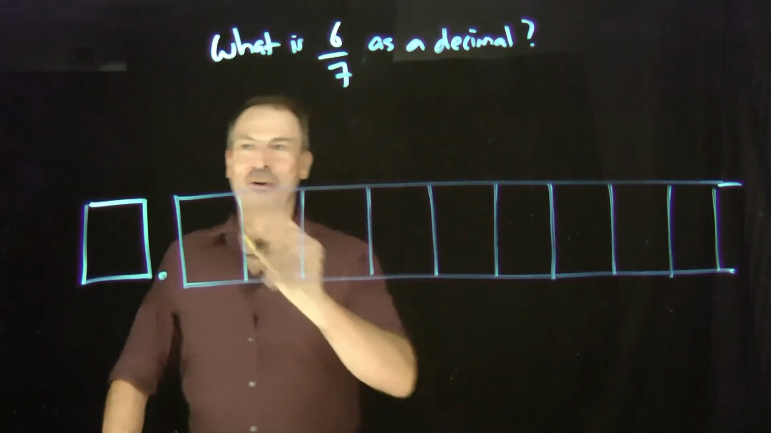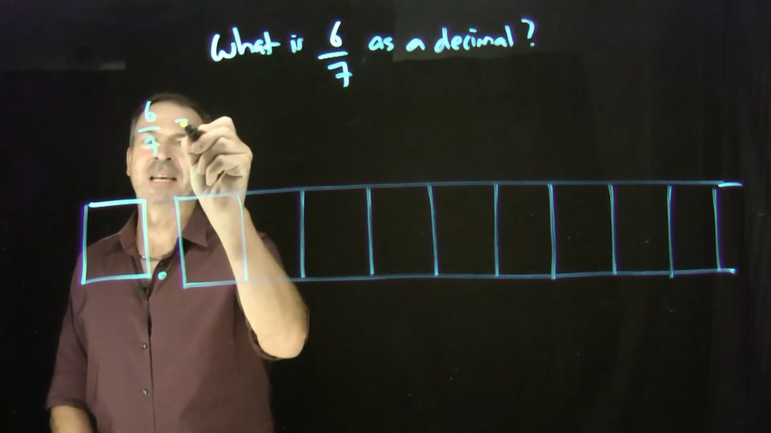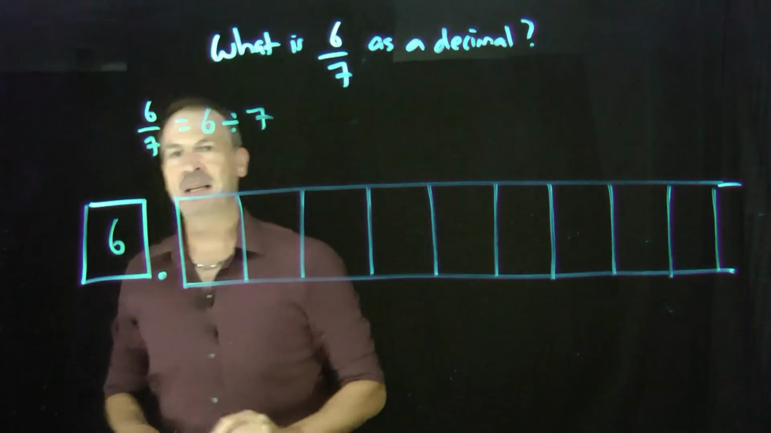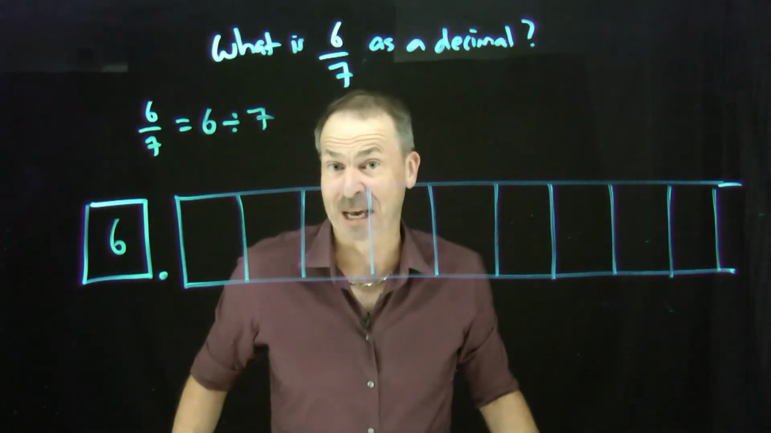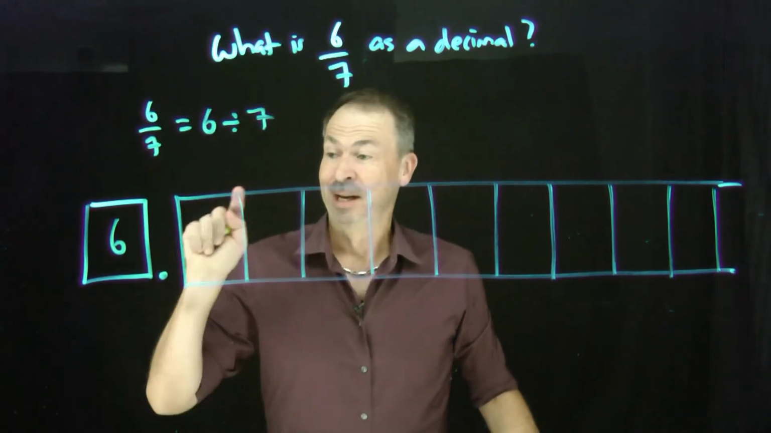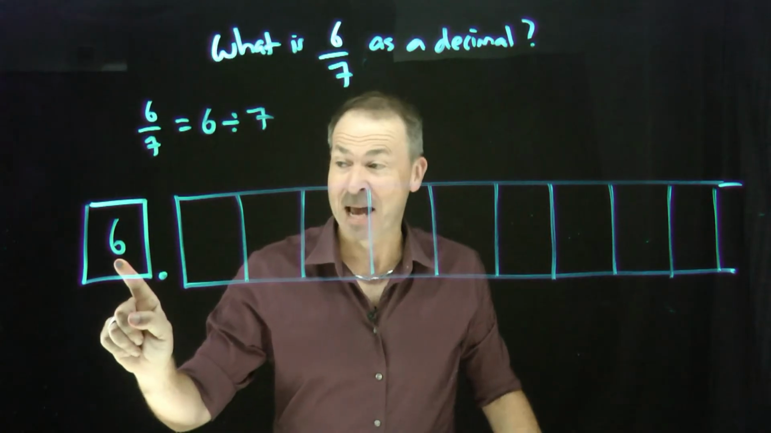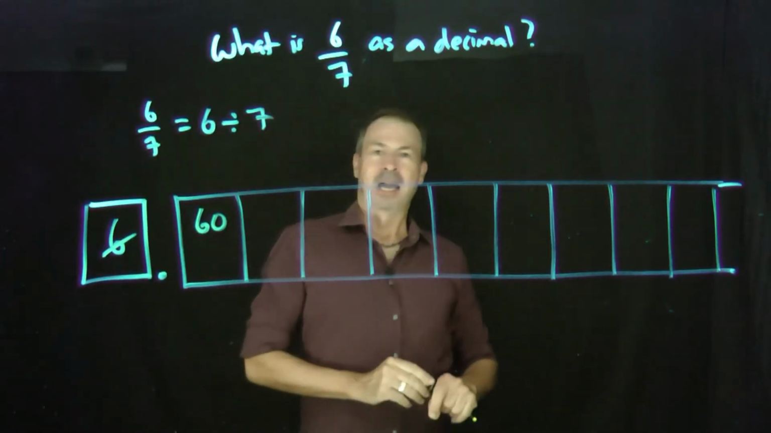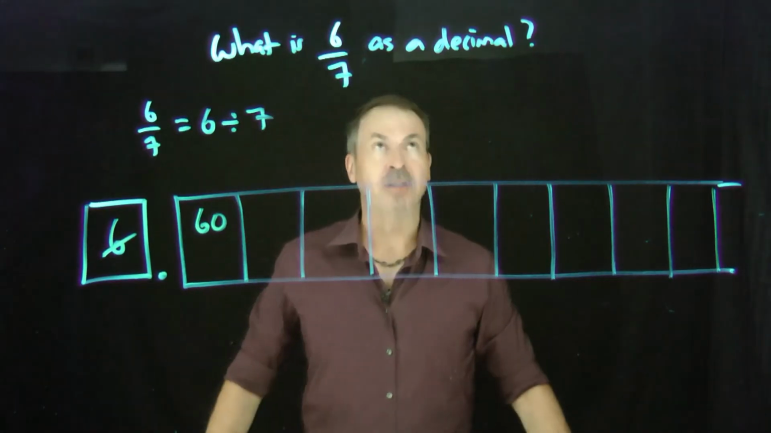Okay, let's do it. Let's do 6/7 as a decimal. 6/7, the answer is 6 divided by 7. I need to take this picture of 6 dots there and look for groups of 7 and see what the answer is. All right, I don't see any groups of 7 right there, so let's unexplode that and make it 60 dots right there. I'm looking for groups of 7, so 60 dots.